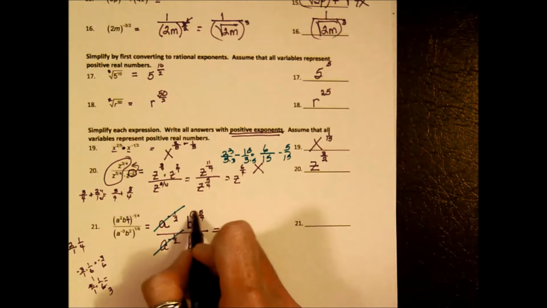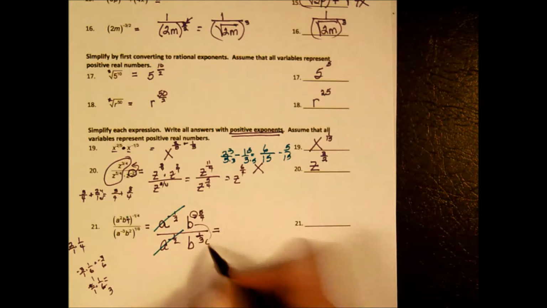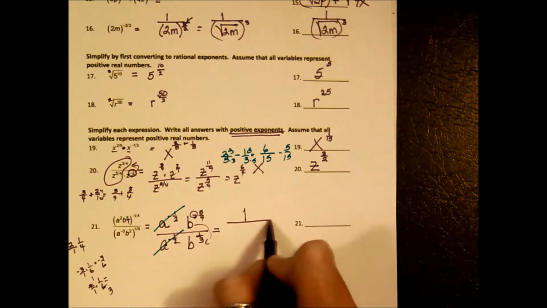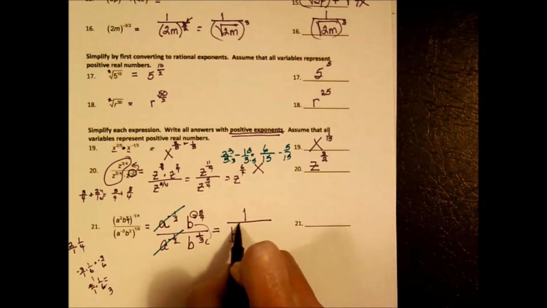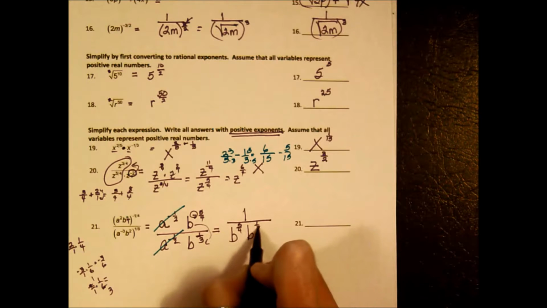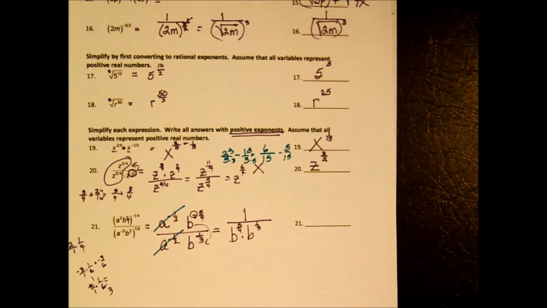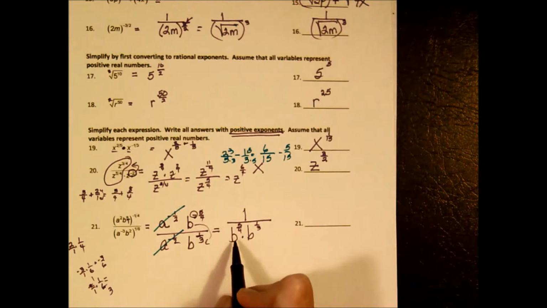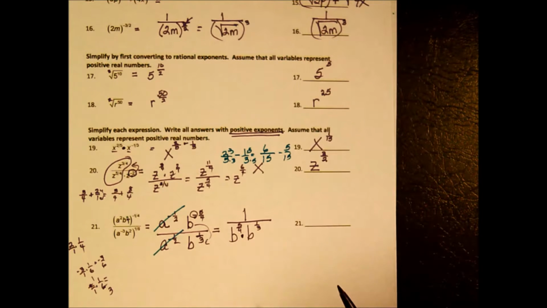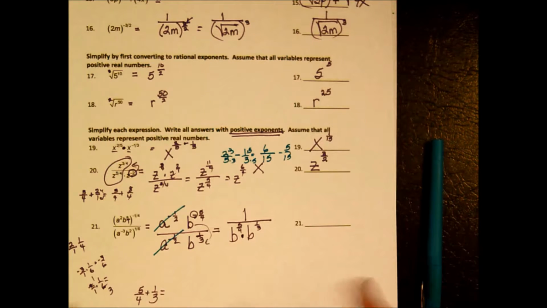This is a negative exponent, so it has to change locations, leaving nothing but a 1 on the top. And then I have b to the 5/4, b to the 1/3 in the denominator. Now I'm using the product rule, where I combine in multiplication like bases by adding their exponent. So I need to add 5/4 plus 1/3, meaning I need, of course, a common denominator, which in this case is 12. So this is times 3, and this is times 4.